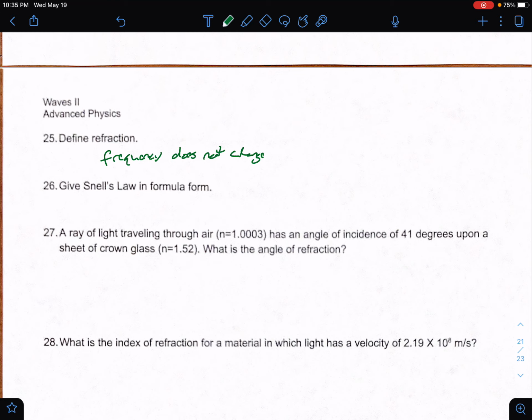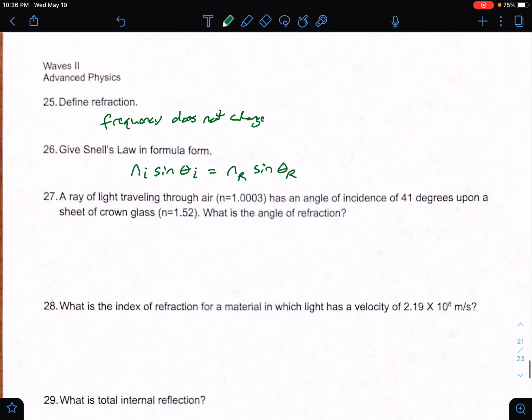Snell's law, number 26, is going to be Ni times the sine of your angle I. So basically the refractive index of your incoming medium with the angle of incidence equals the refractive index of refraction times the sine of the angle of refraction.